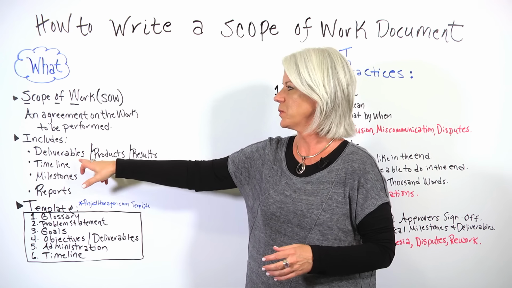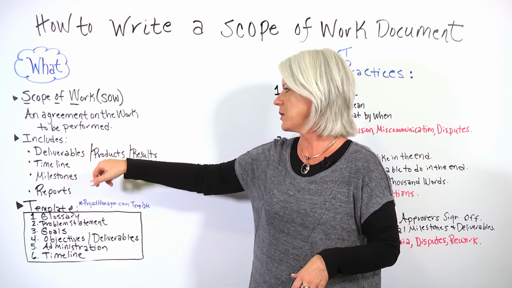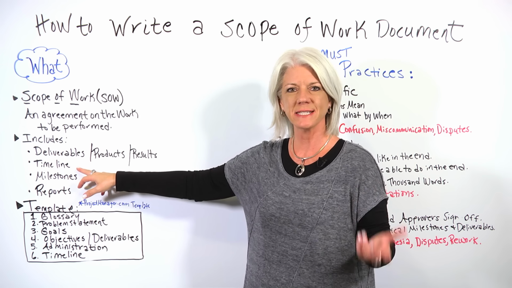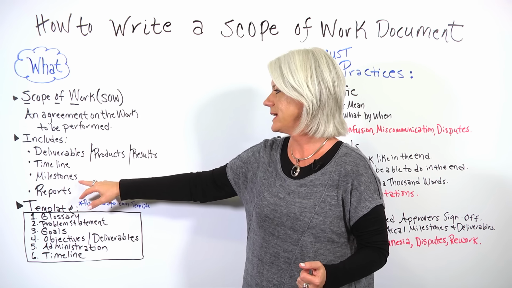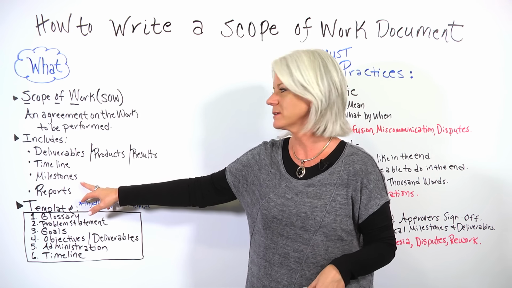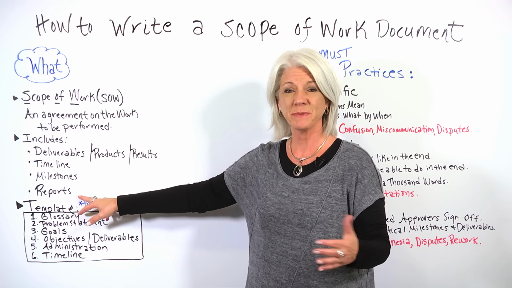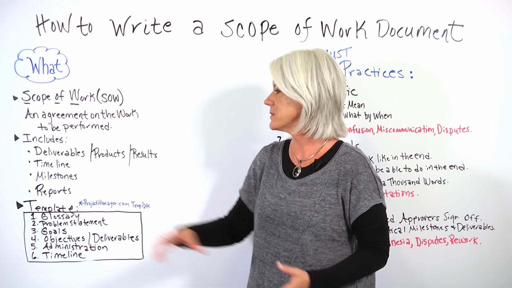It includes what deliverables are produced, or maybe even products or any results. It also includes the timeline for this project, as well as important and critical milestones and different types of reports that are needed, and specifically who those reports go to.